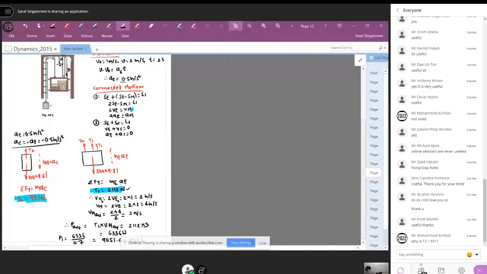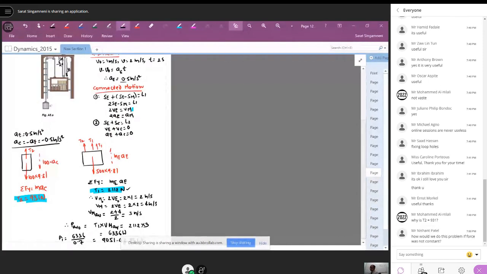Any question? Why is T2 equal to 931? I applied this equation, T2 minus 100 times 9.81 equal to mass 100 times acceleration of c, which is 0.5 meter per second square. After substituting that and simplifying, I got T2. But I took it in the direction of motion, so I don't need to use the negative. Together with AE, it is negative, but on its own, it's positive.